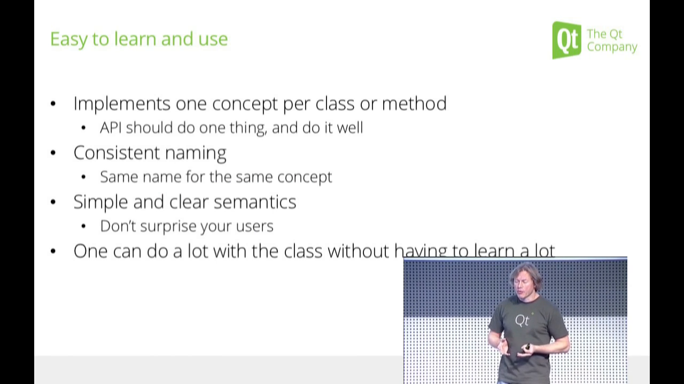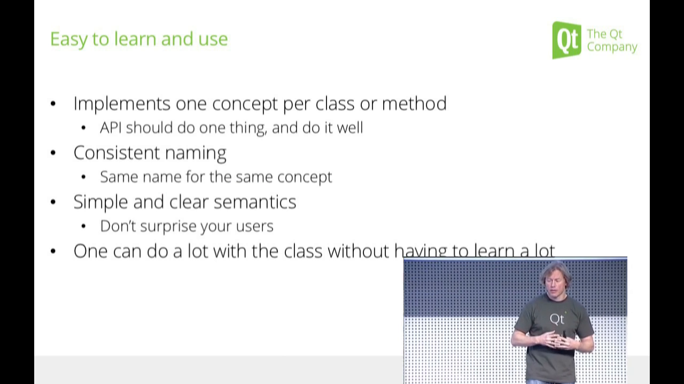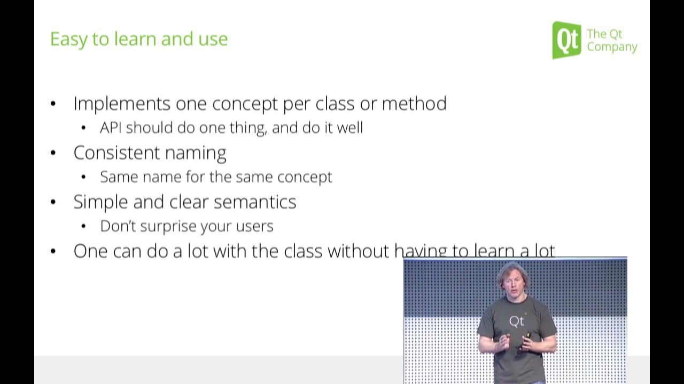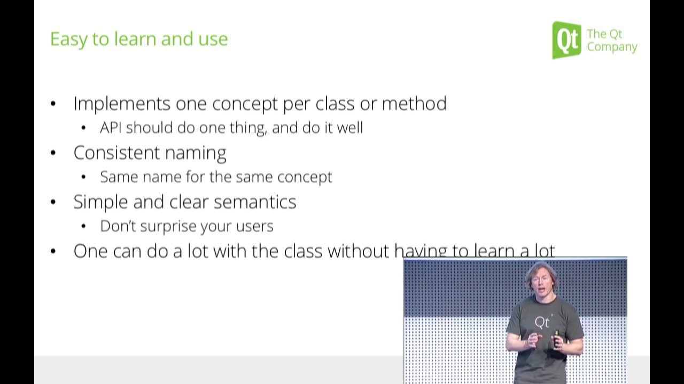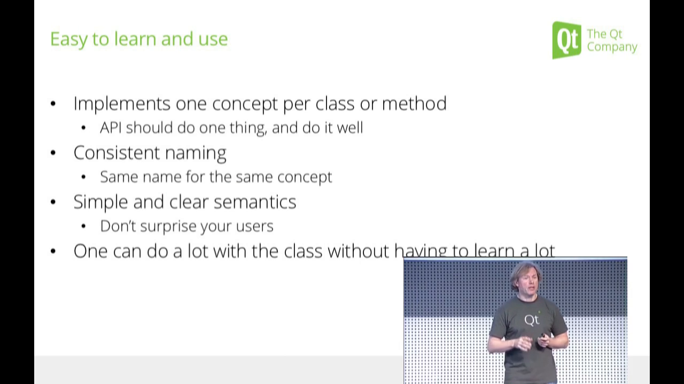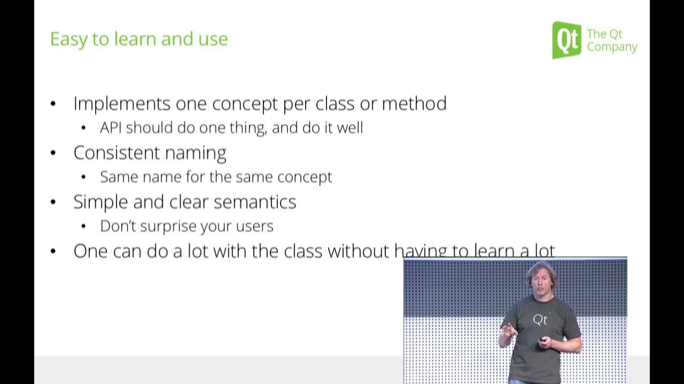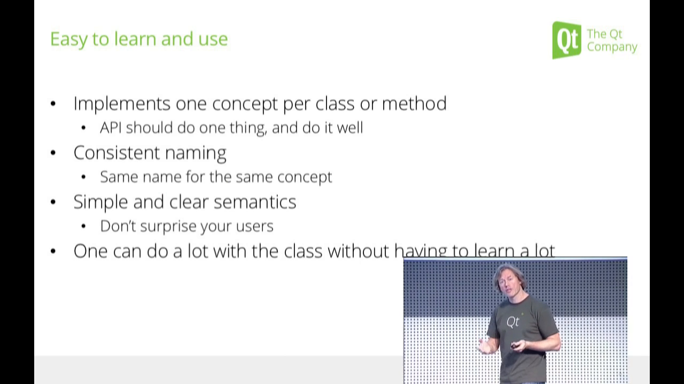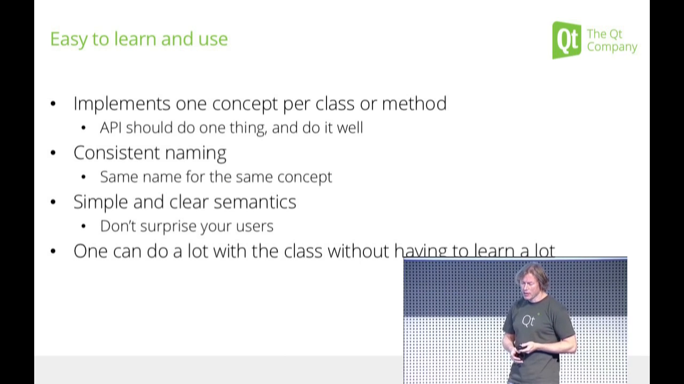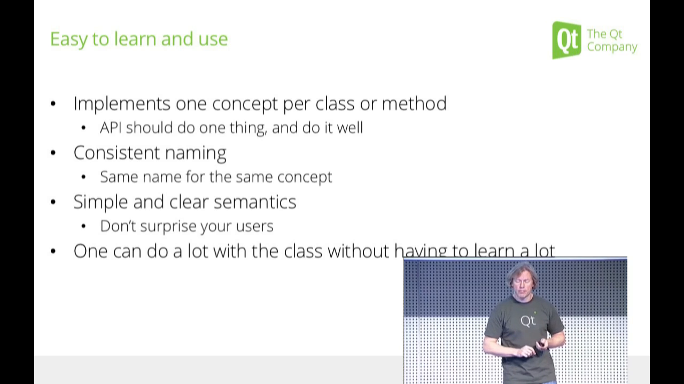What does that mean? One thing is, it implements one concept per class or method, and it doesn't mix those. You try to have that clearly separated. You have a string class, it does string handling. You have a button, it does that push button. It's a queue push button and nothing else. It doesn't try to do several things at once. So it does one thing and does that well.